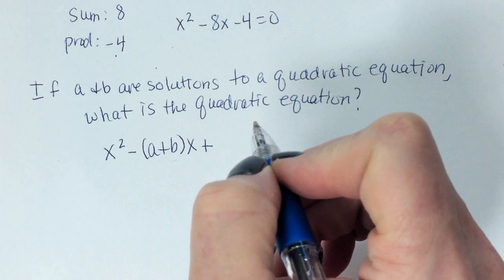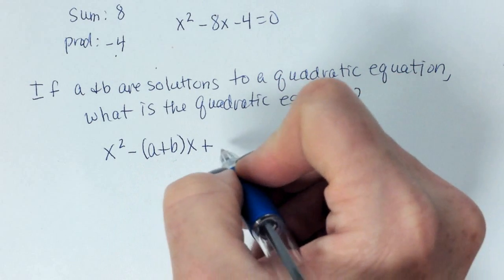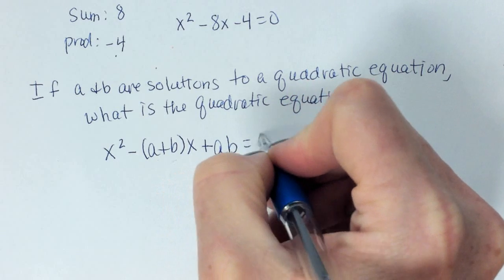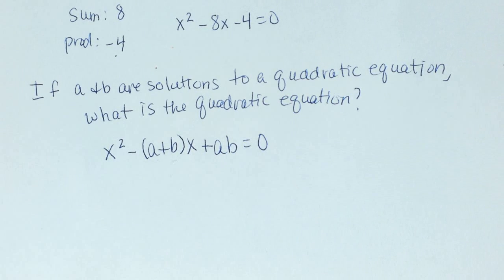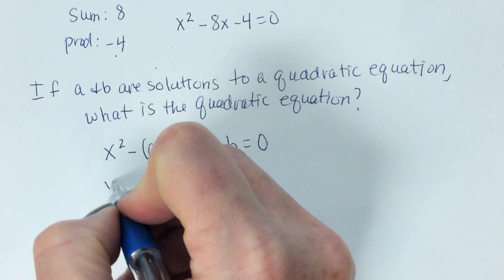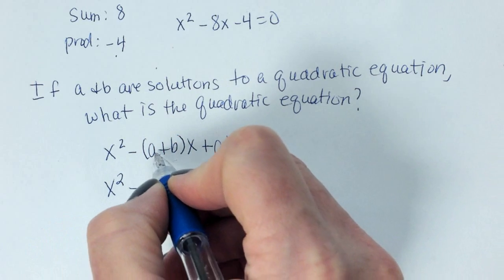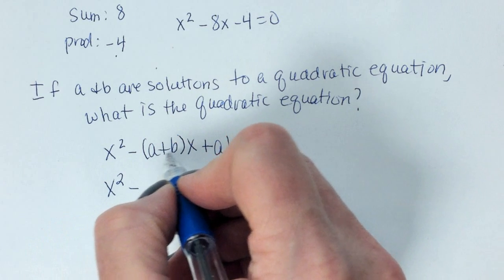What do we do to a and b? Michaela? Yeah. That'll work, won't it? Okay? So that would be a formula we could use. We could also write it a different way. It's just x squared minus, what's the word for this?